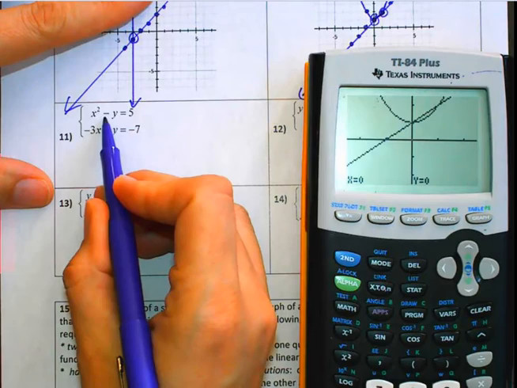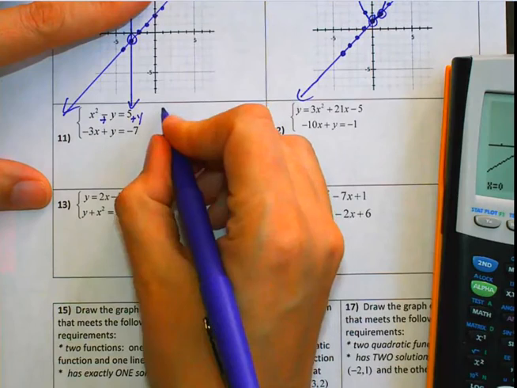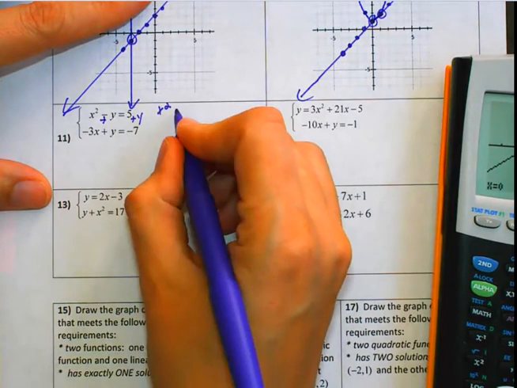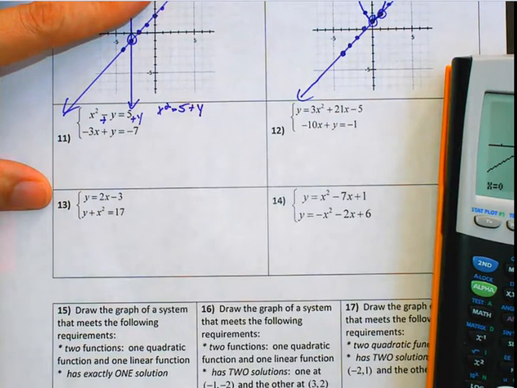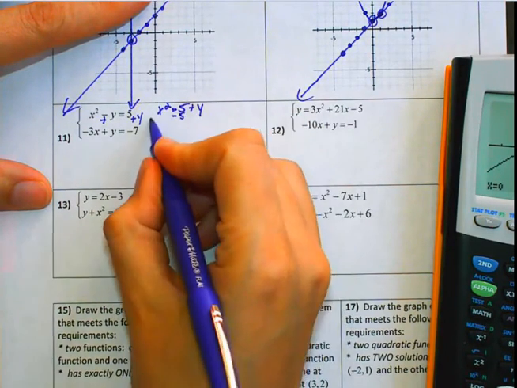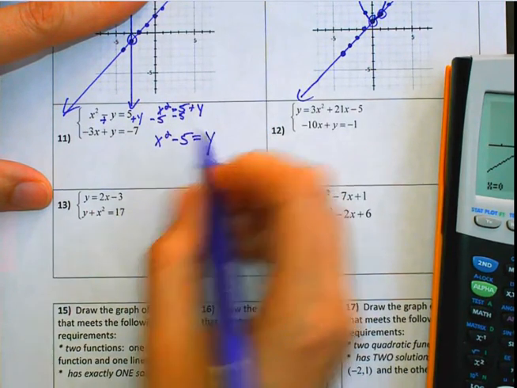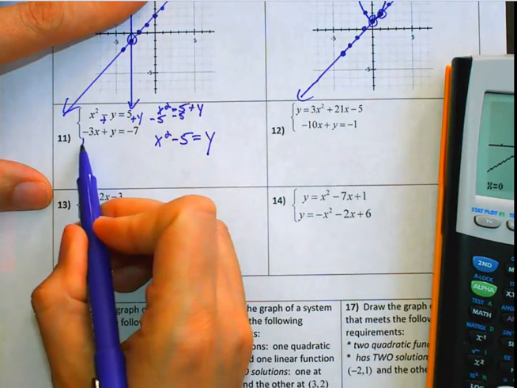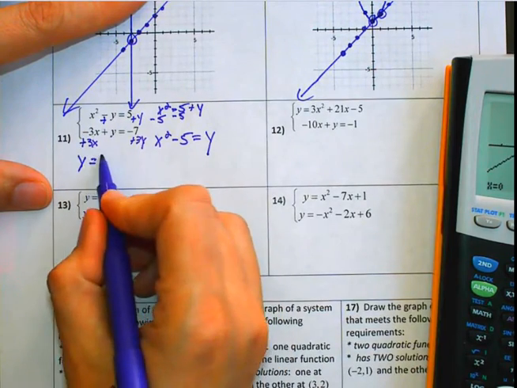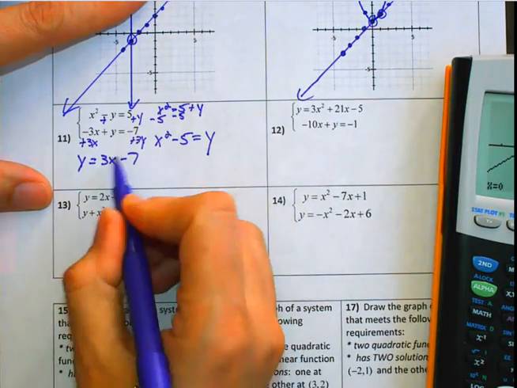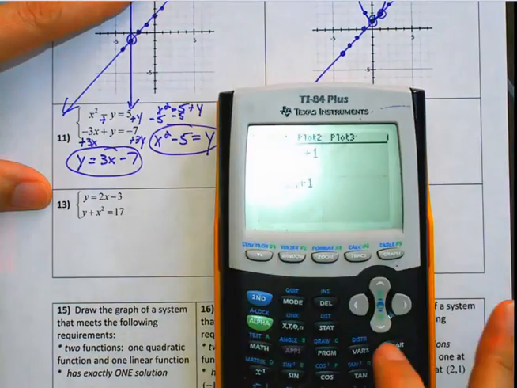So for the first problem, I'm going to plus y on both sides. So that's x squared equals 5 plus y. But again, I want y by itself, so I'm going to subtract 5. So I have x squared minus 5 equals y. And then here, again, I need y by itself, so I'm going to plus 3x on both sides. So y equals 3x minus 7. So I have this one, and I have this one. You can go ahead and put that into the calculator.